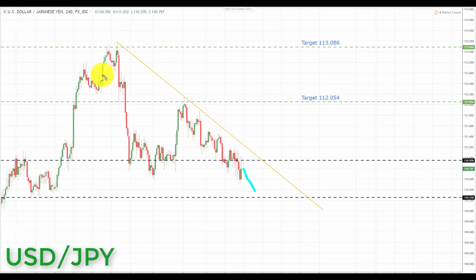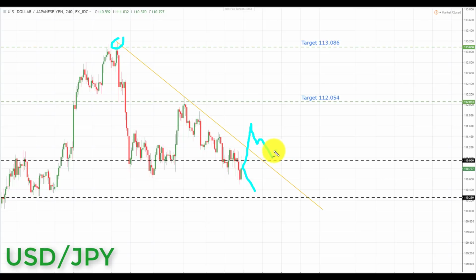What I'd like to see instead in the US dollar Japanese yen is if we can get a break back above the key area of support here at the 110.950, especially if we can get a breakout of here as well. And again, you can see once we start to get a little bit choppy at some of these levels, it's not a bad idea to introduce a trend line just to get that added confirmation of this breakout of any correction.